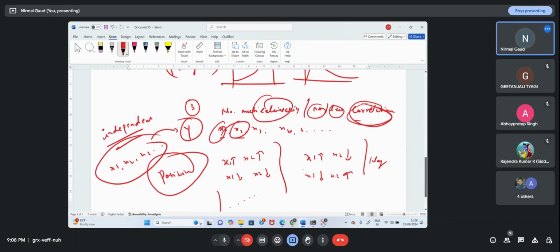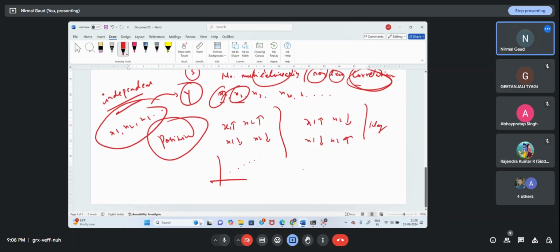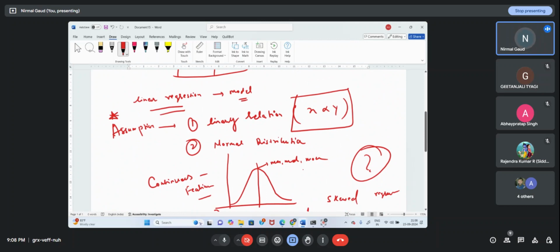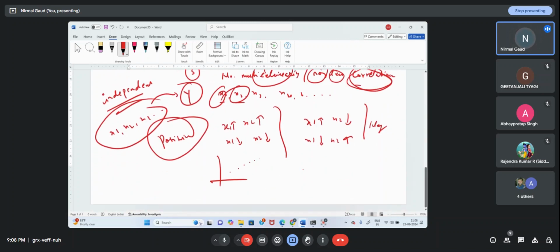If your data follows these assumptions, then you can apply linear regression, else not. If you apply it anyway, your model will fail, your algorithm will fail. You will not get the proper result. These are the basic assumptions. There are some more assumptions that I will tell you ahead, but these are the major ones which we do check. And then only we apply linear regression.